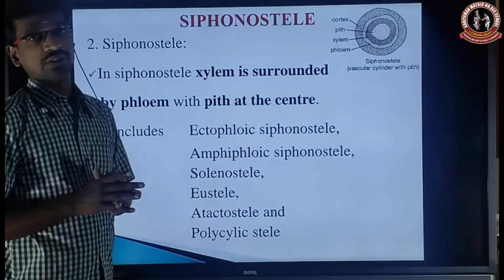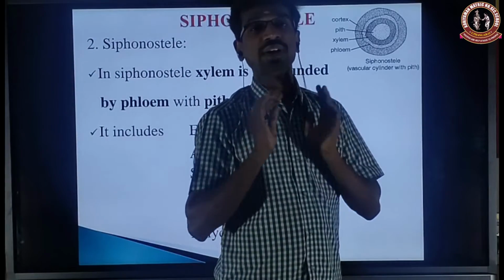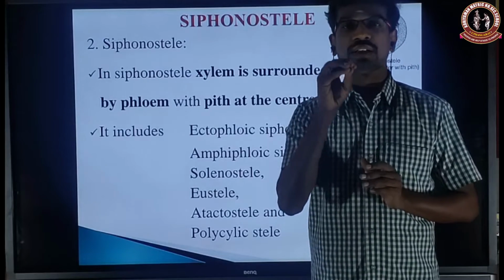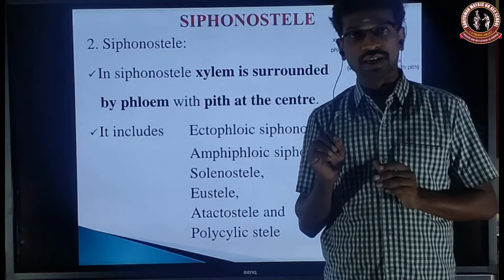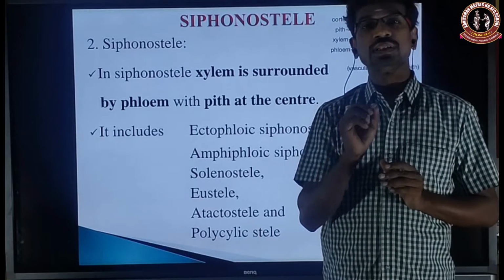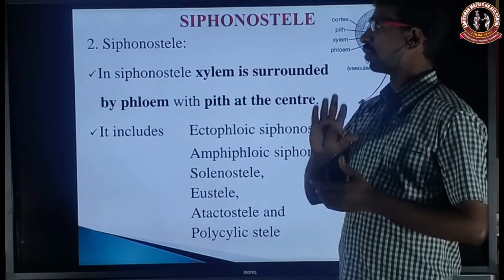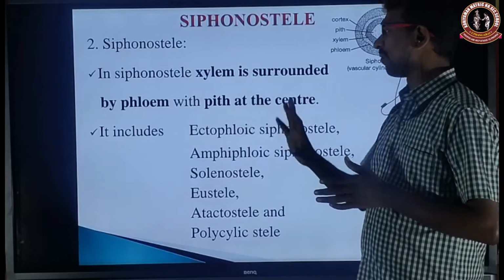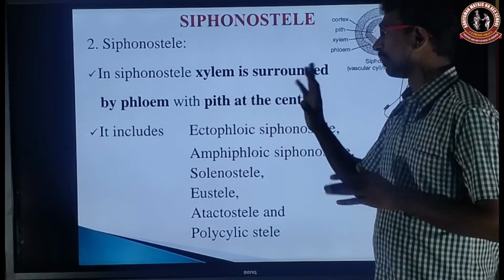Next, siphonostele. It is an advanced form. Protostele is a primitive form. Siphonostele is an advanced form. So here the pith is at the center. The pith is surrounded by a concentric layer of xylem, and the xylem is surrounded by a concentric layer of phloem. So that is a siphonostele. That is very important. Pith at the center.